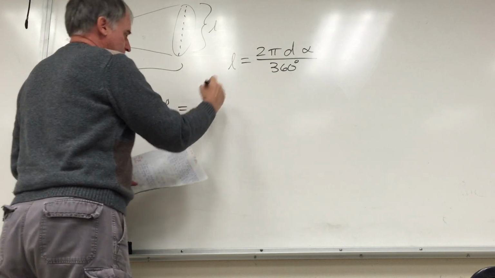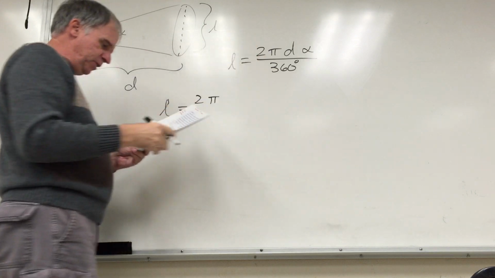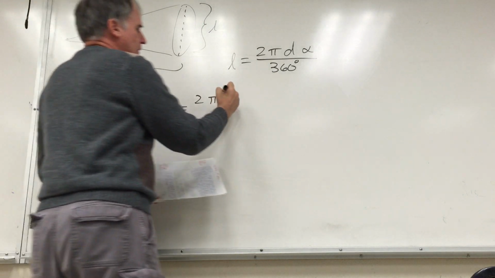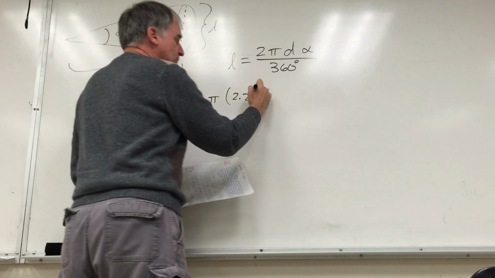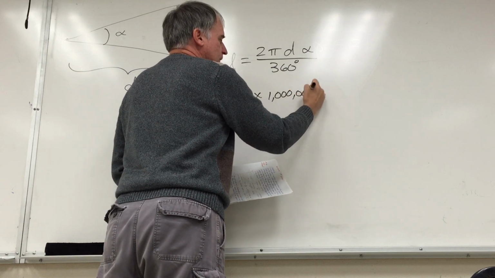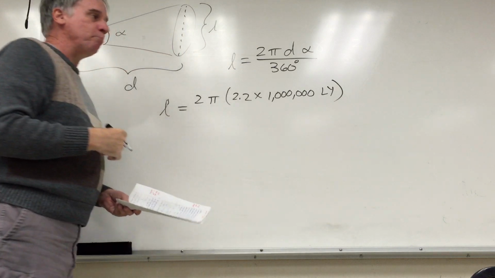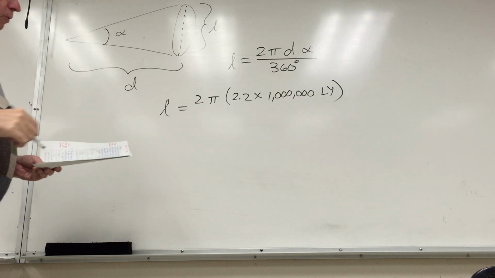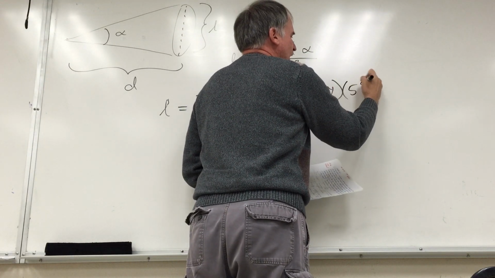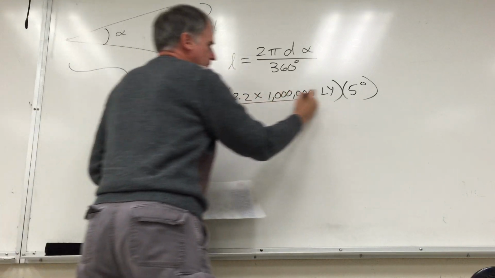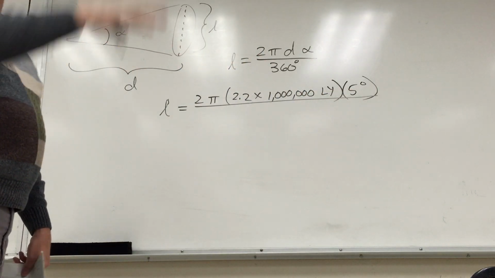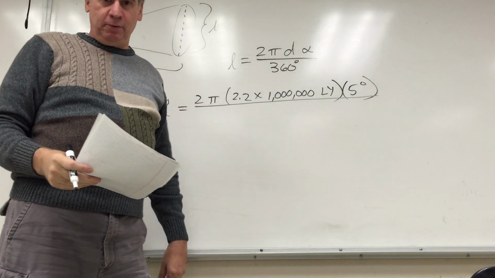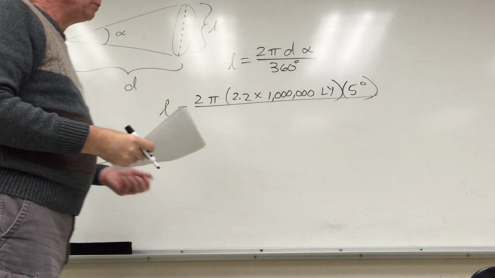We were given 2 times pi. We were given the distance, 2.2 million light years. That means 2.2 times a million light years. And the angular diameter, the angular size was given as 5 degrees. That means the Andromeda galaxy in our night sky, if you have dark enough conditions, it's 10 times wider than the full moon is, really.